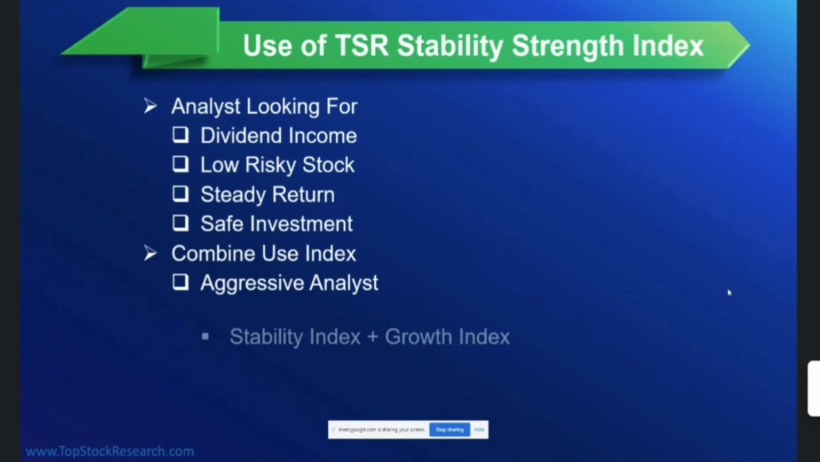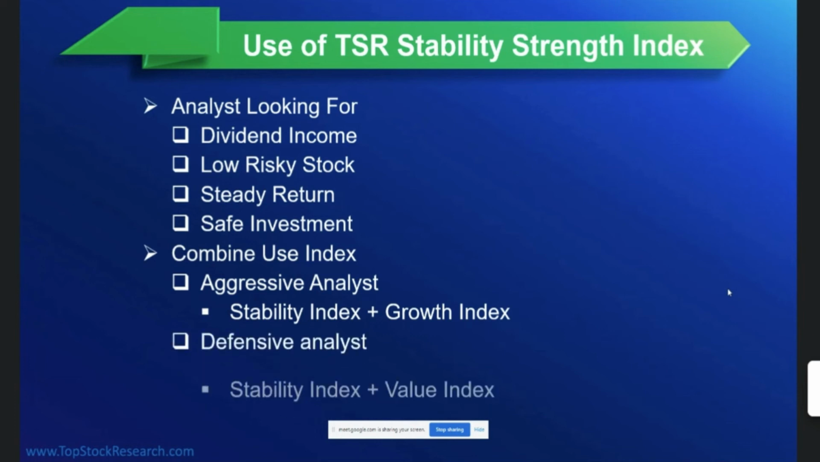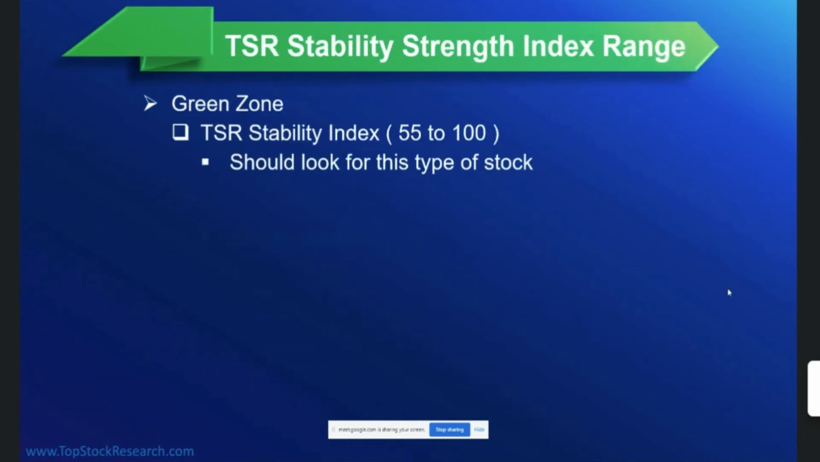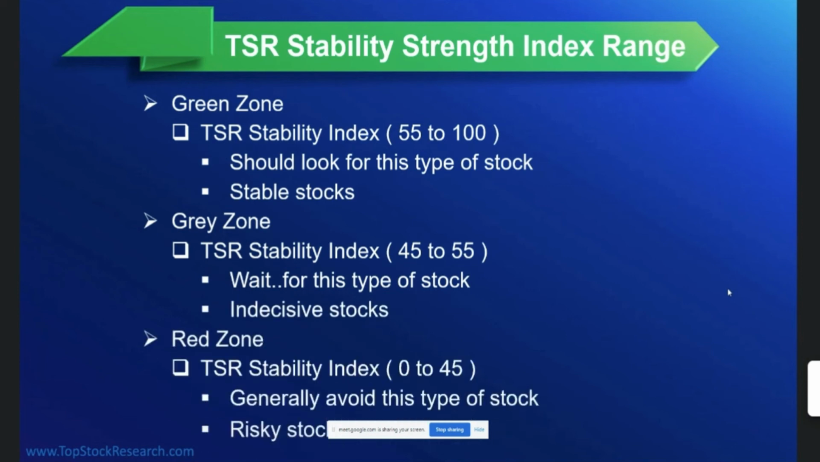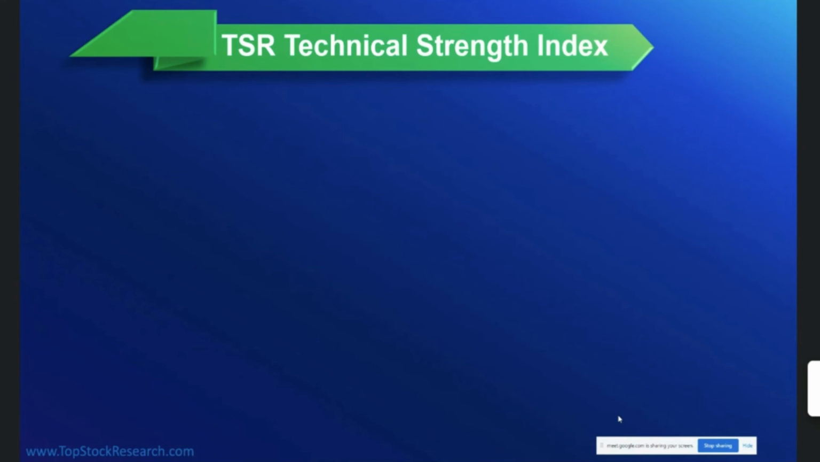How do you use it? Aggressive analyst, stability and growth are a very good combination. It's stable and growing. Defensive, stability and value. Okay. Same thing, green, gray, and red zone. Pretty much similar. Okay. Any questions so far? We have covered the financial world, the fundamental world. Let's get into the technical world.